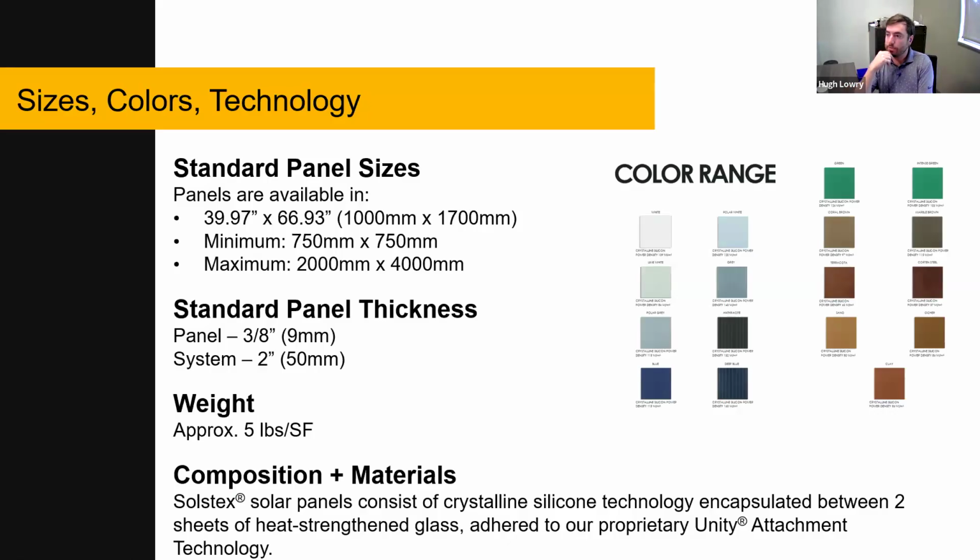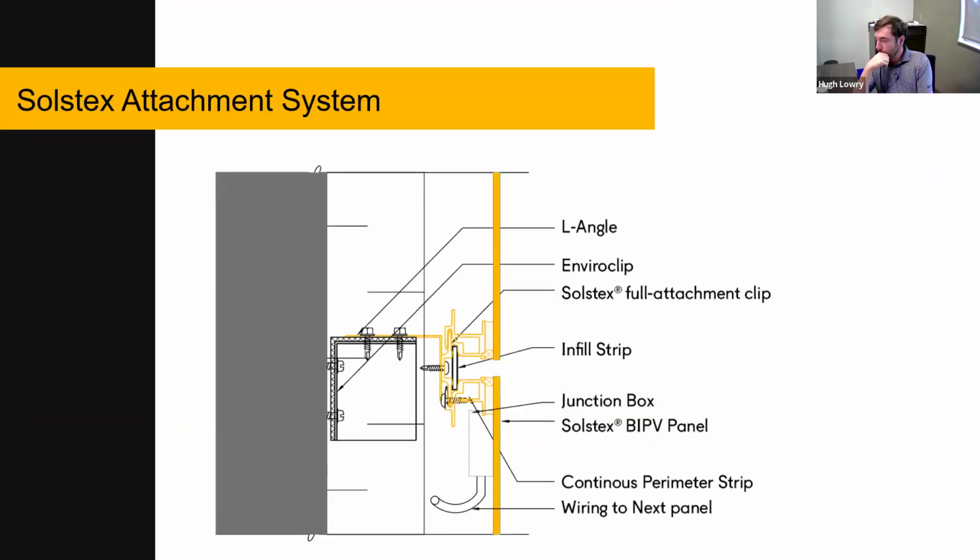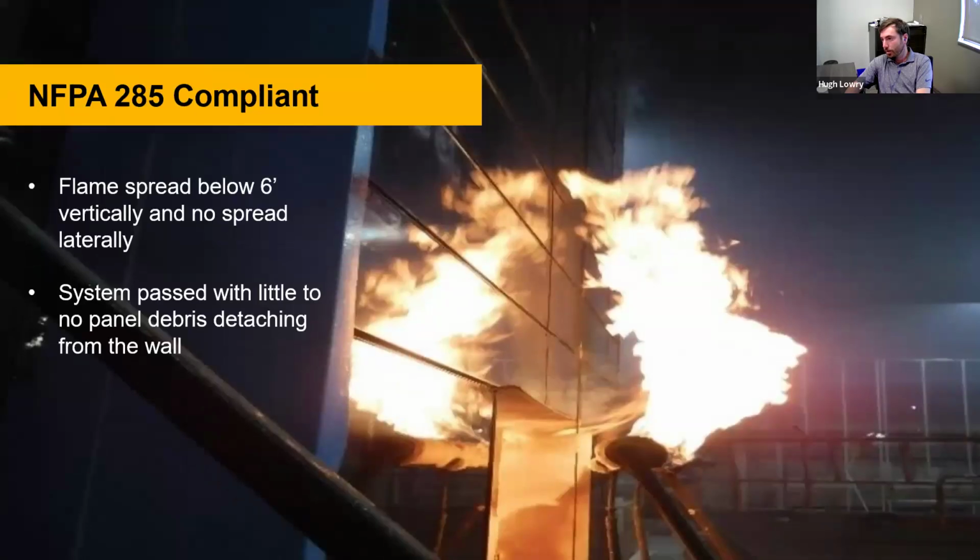The panels themselves are about 9 millimeters thick, but the complete system depth is about 2 inches, and it weighs about 5 pounds per square foot. This is kind of a brief example of the attachment system. So you can see the solar panel itself. You see our subframing, our panel framing behind that, which is what we call the unity system. So that's the common componentry between systems will be contained within that section. Then you also have a thermally broken enviro clip in this diagram alongside an L angle. We are also NFPA 285 compliant and soon to be S134 compliant in early December as well.